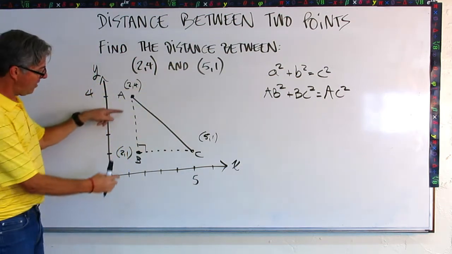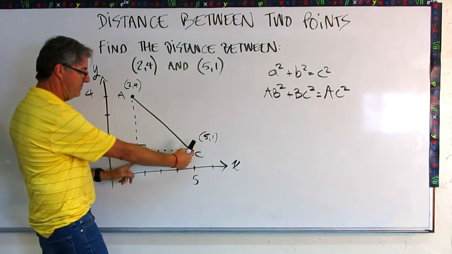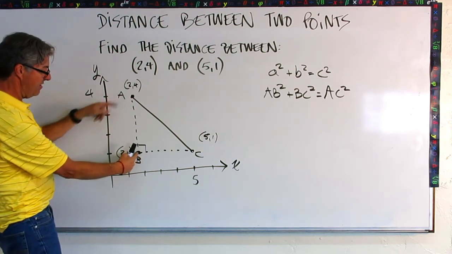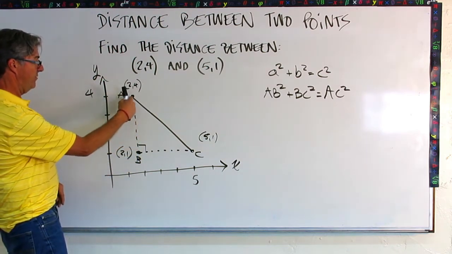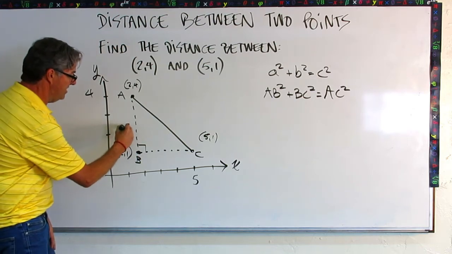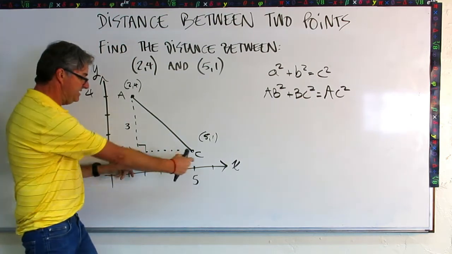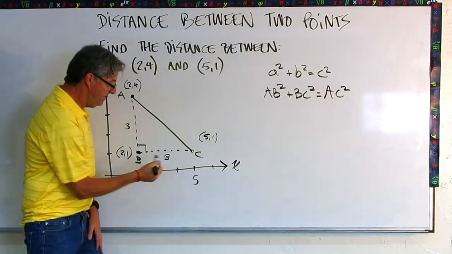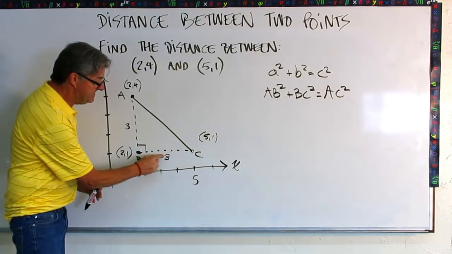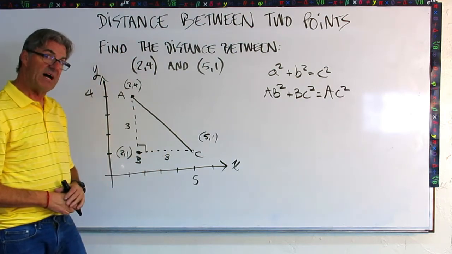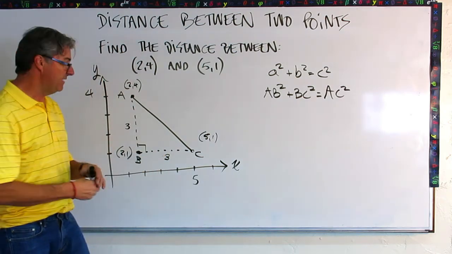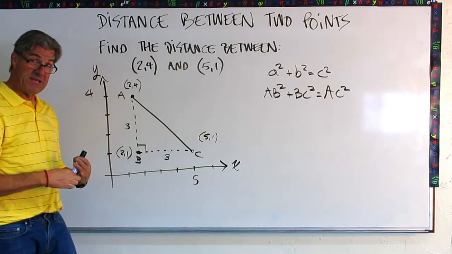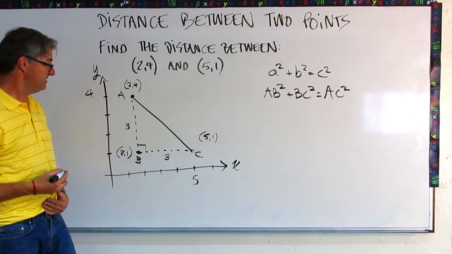But we need to figure out what the length of AB is and what the length of BC is. Now we can read these right off the graph. To get from here to there, I have to go 1, 2, 3. So AB is 3. And then also to get from B to C, let's count that out. 1, 2, 3. That's also 3. And a quick aside, distance is always positive. It's never negative. So if we counted from here, 1, 2, 3, it's still 3. So don't ever use a negative distance.